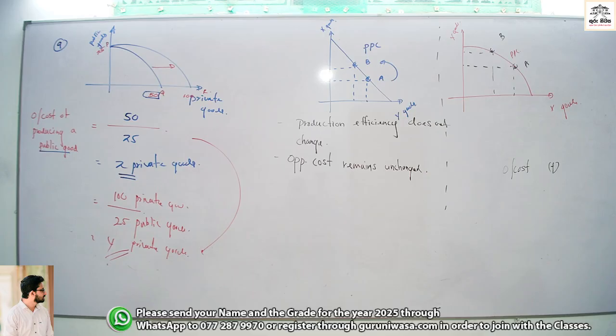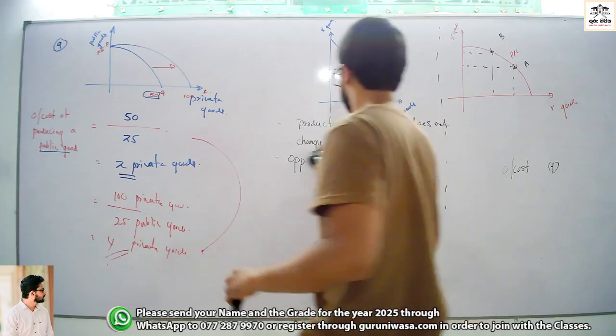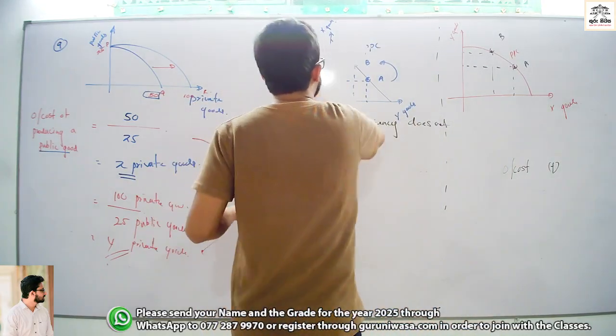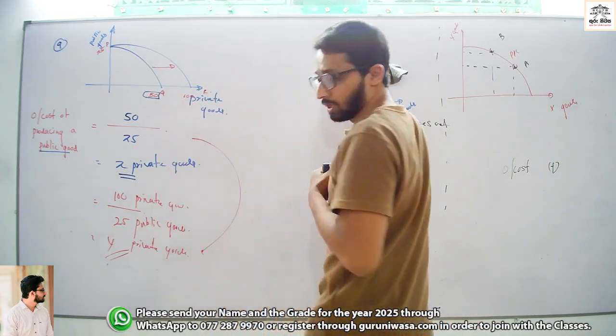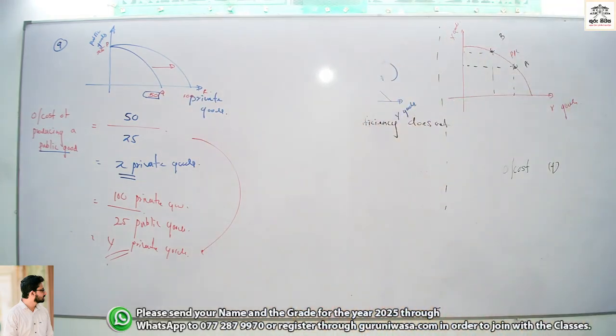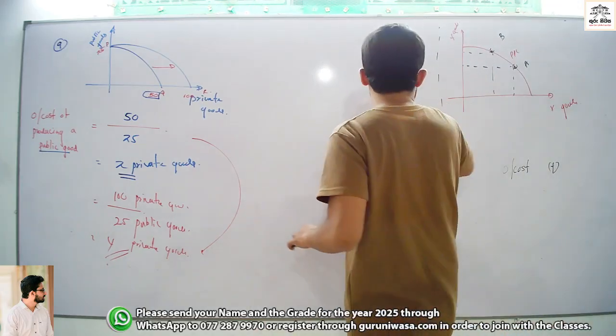Yes, Taru. This equation is the number of units given up divided by the number of units gained. Opportunity cost decreases, sir. Sorry? Opportunity cost decreases. Very good, it decreases. Right. Dipna?